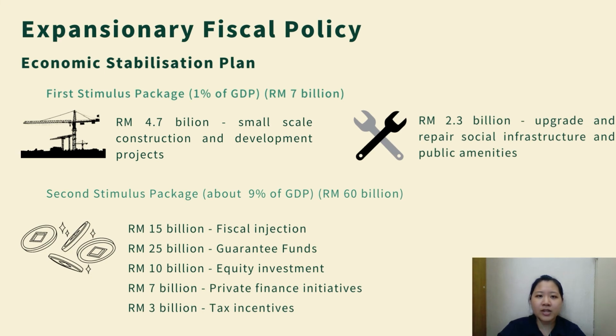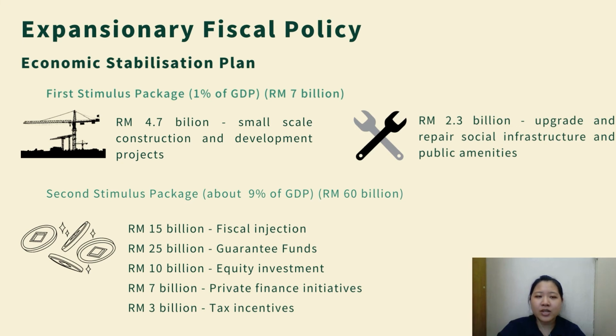The first stimulus package is allocated 7 billion ringgit, which is 1% of GDP. Among the 7 billion ringgit, 4.7 billion ringgit is allocated for small-scale construction and development projects, while the rest of 2.3 billion ringgit is used for upgrading and repairing social infrastructure and public amenities.